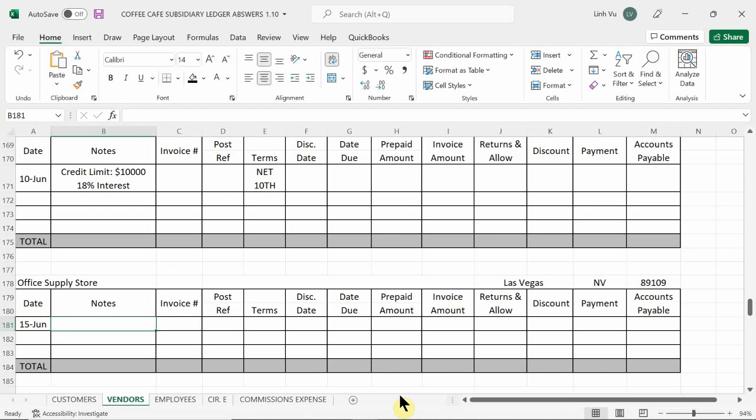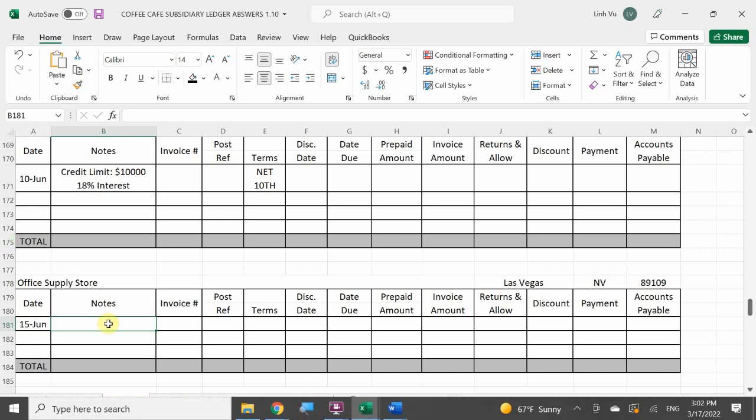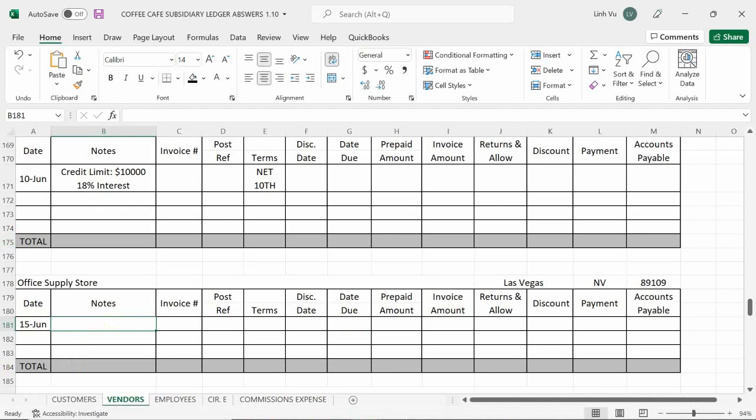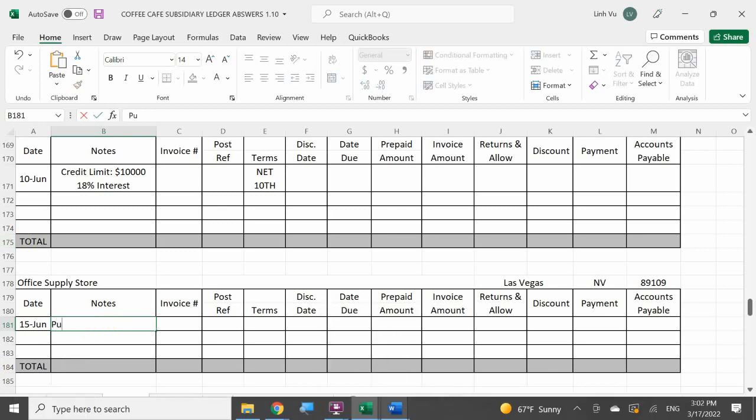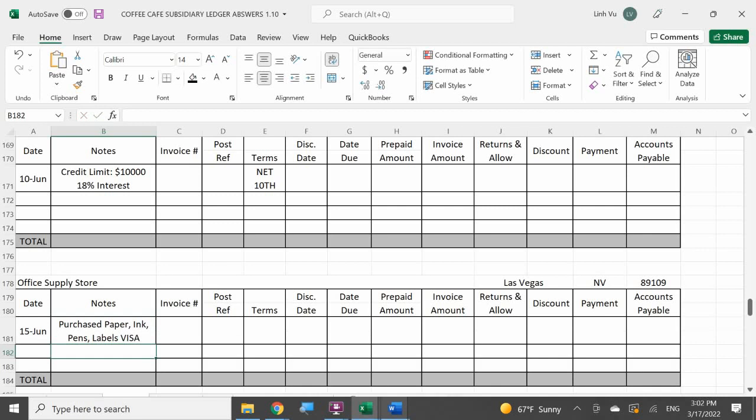You can put anything. You can put what you bought. You can put how you paid. Right? Would you reference the receipt number? Yep, and that's going to be in the invoice right here. So the receipt number, what was it?